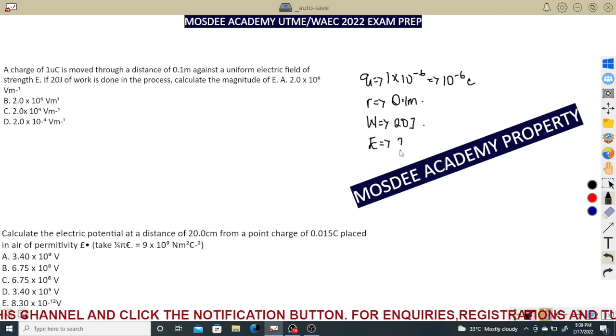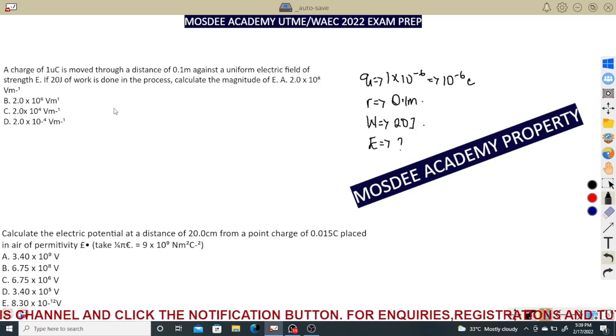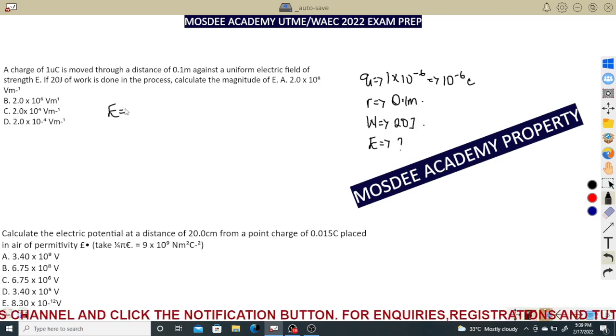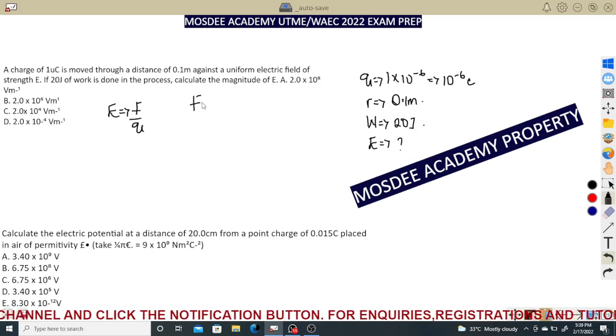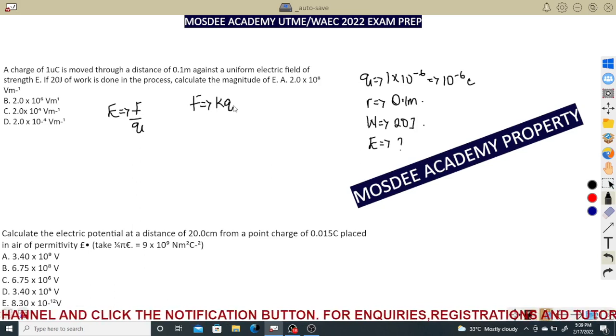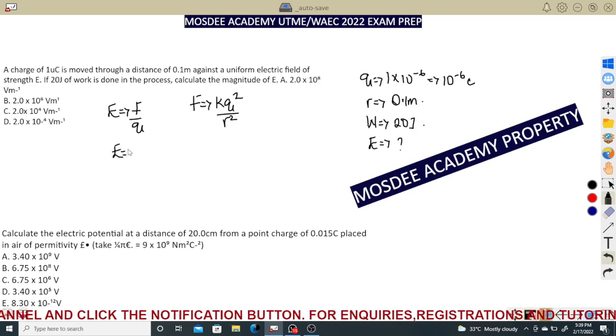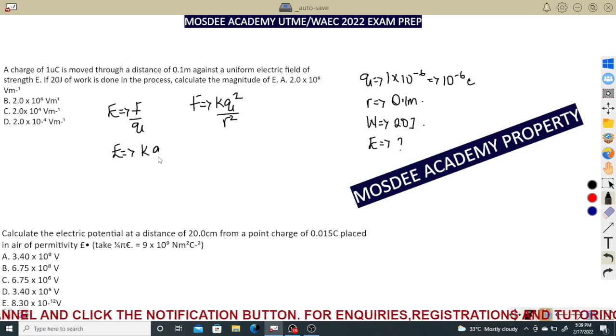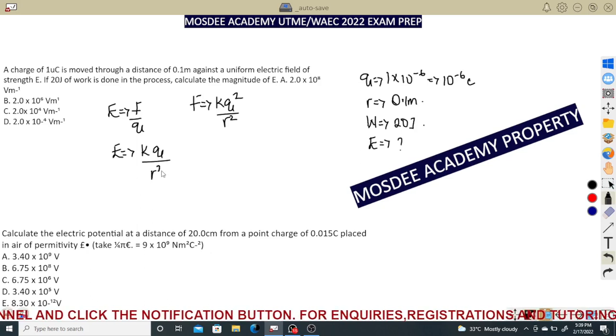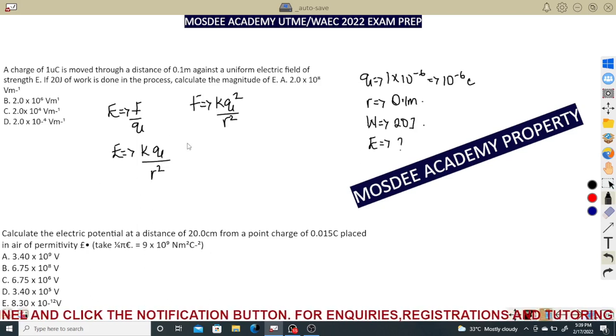Now let it be known that you can also write E as F over Q. Remember, F equals KQ squared by R squared. If you substitute, you can see that one Q will get cancelled. So you can say E equals KQ by R squared. Please note that, another way to write E. E is equal to KQ by R squared. It's very important, where K is 1 over 4 pi epsilon.